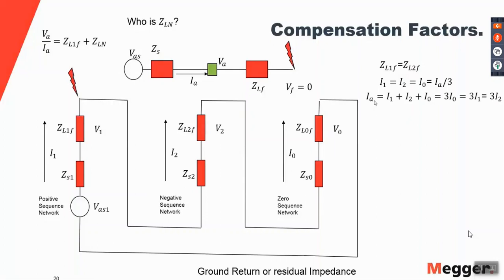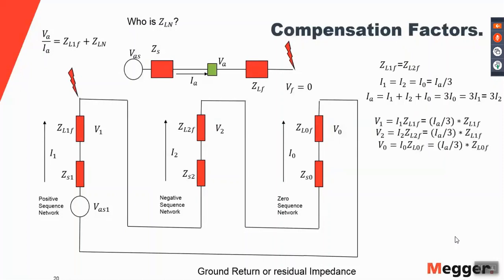And we can say that because this is the definition of sequence components, that IA, which is one of the terms of the equation that we're looking for here, equals the sum of the three sequence components. And in this case, it's 3I0 because I1, I2, and I0, since this is a series circuit, are the same. So we can say that IA equals 3I0 or 3I1 or 3I2. It will be relevant later as we go with the rest of the equations.